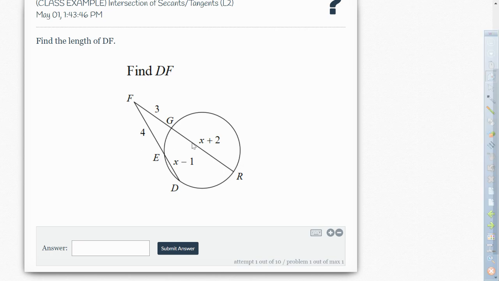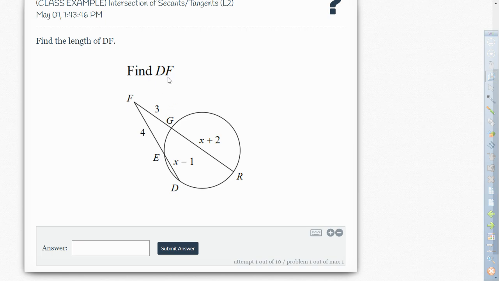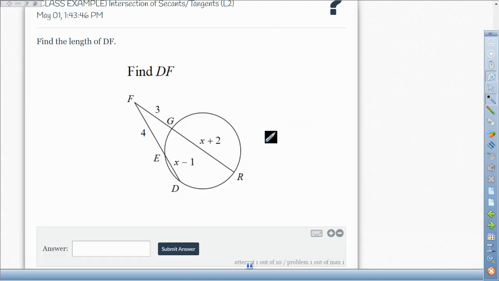All right, again, some interesting values. That's okay. And also, this problem wants us to find the length of segment DF. We'll do that after we find x. Okay, so let's start setting this up. I'm going to start with this secant line here.